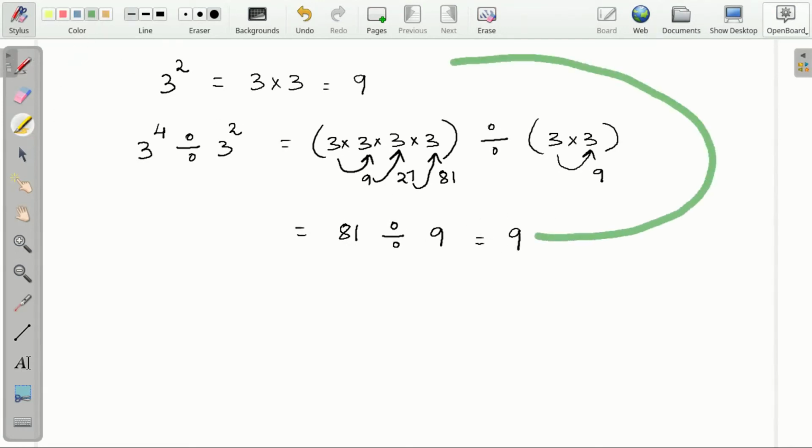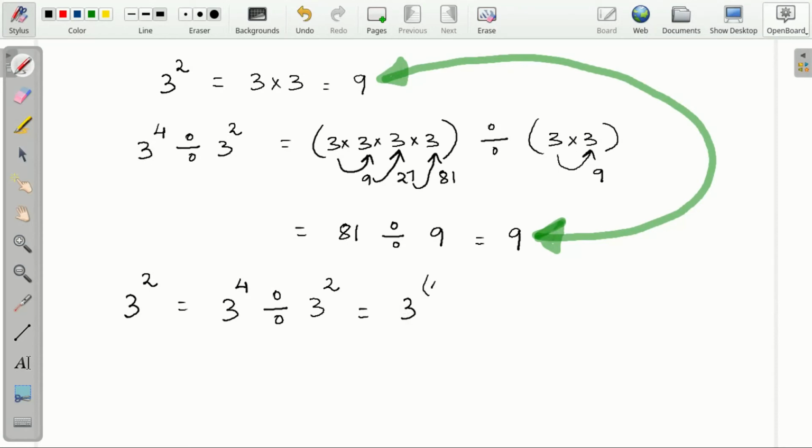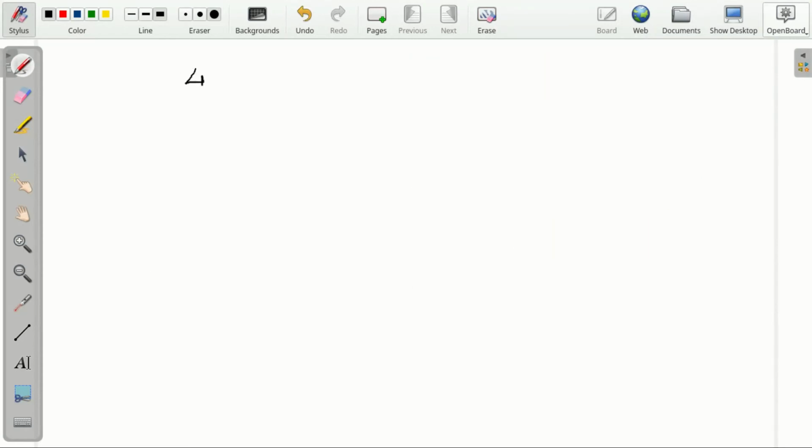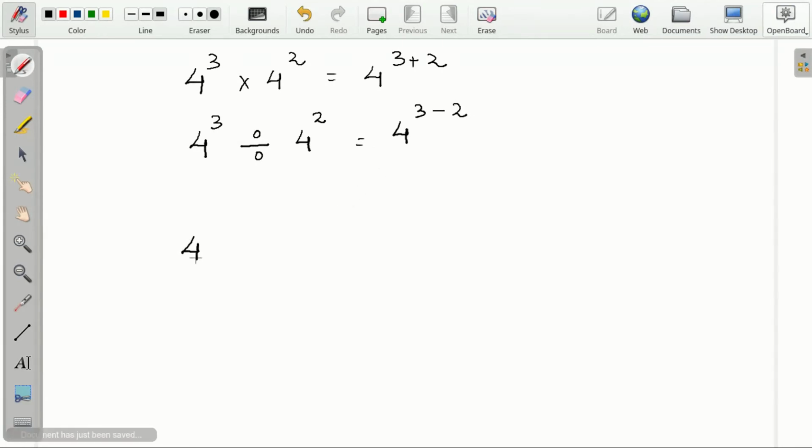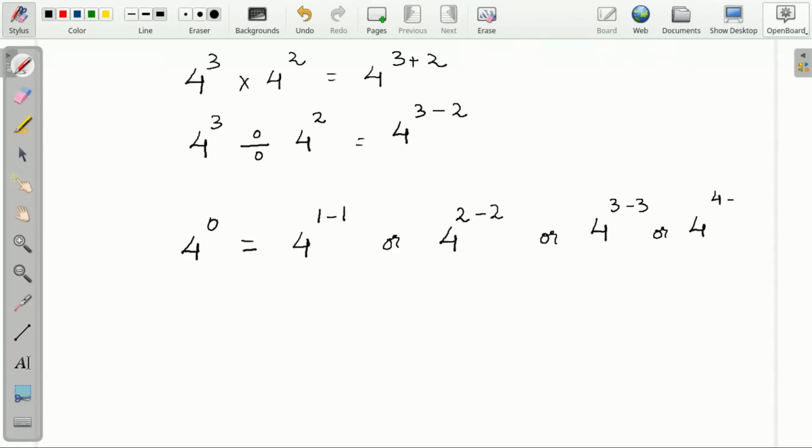Have you observed that we got the same answer in both cases? That is, we can write 3 power 2 as 3 power 4 divided by 3 power 2 equals 3 power 4 minus 2. So now we've established that 4 power 3 times 4 power 2 equals 4 power 3 plus 2, and 4 power 3 divided by 4 power 2 equals 4 power 3 minus 2. So if we take 4 power 0, it can be written as 4 power 1 minus 1, or 4 power 2 minus 2, or 4 power 3 minus 3, 4 power 4 minus 4, and so on.